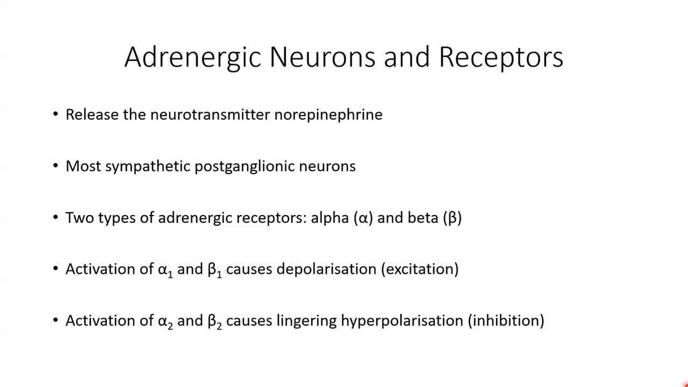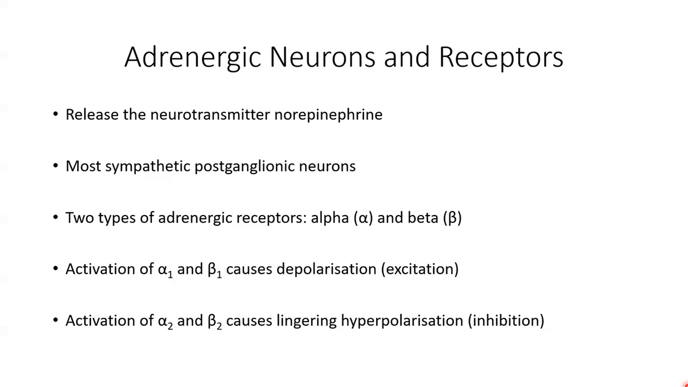So the two main types of adrenergic receptors are alpha receptors and beta receptors. These are found on all of our visceral effectors, which are innervated by sympathetic postganglionic axons. And these receptors are actually further classified into subtypes. So we have types 1 and 2 alpha receptors and types 1, 2, and 3 beta receptors.